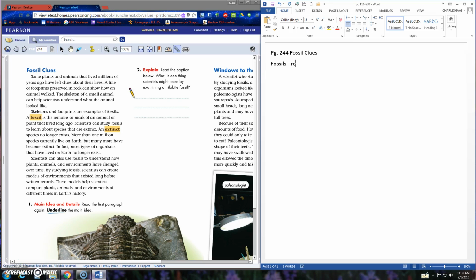A fossil is the remains or mark of an animal or plant that lived long ago. I like it that it says an animal or plant. And we've talked about that many times in class. It's the remains, it's the mark of an animal or a plant.